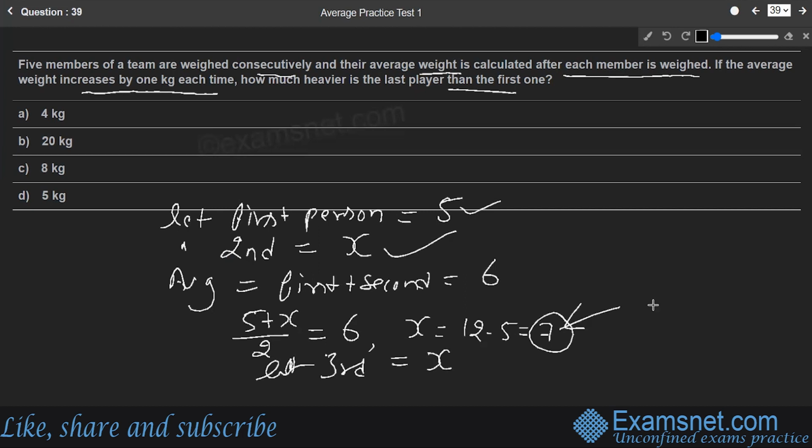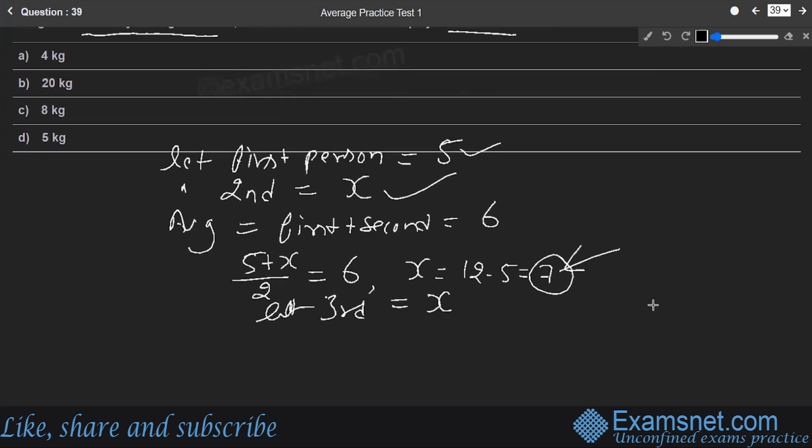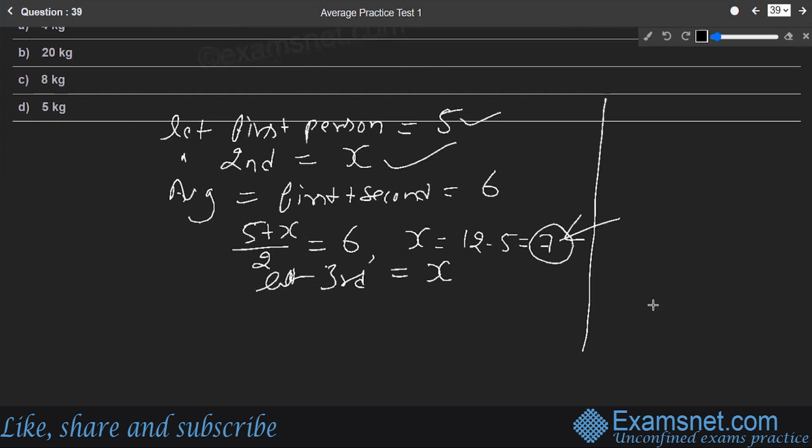Then they say the average of first, second and third. Now we have to take the average of first, second and third, because we are supposed to calculate the average after each step. So the average of first, second and third will be 7 as mentioned. So we can clearly write (5 + 7 + x)/3 has to be 7. If we solve this, it gives us the x value as 9.